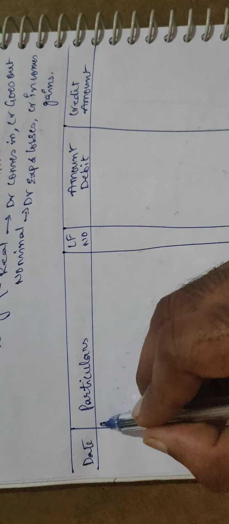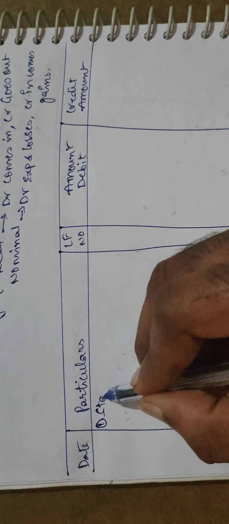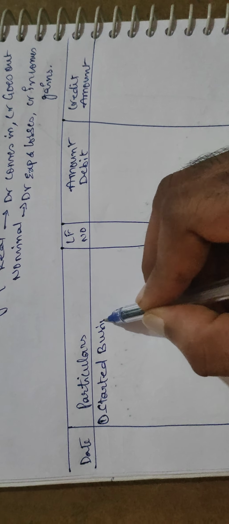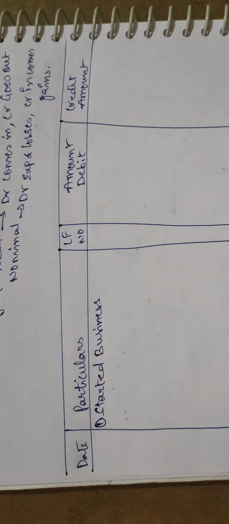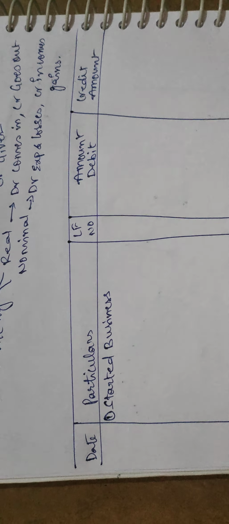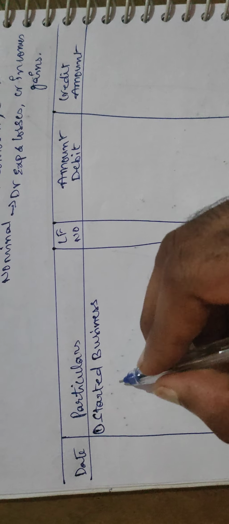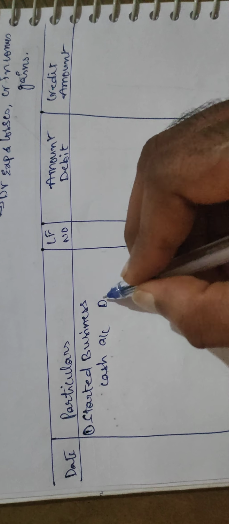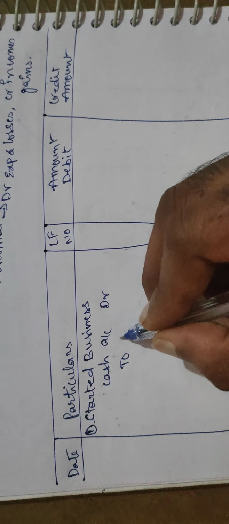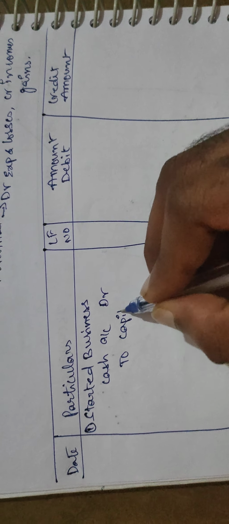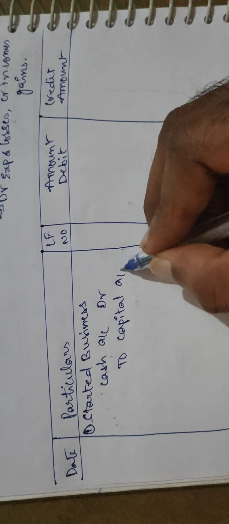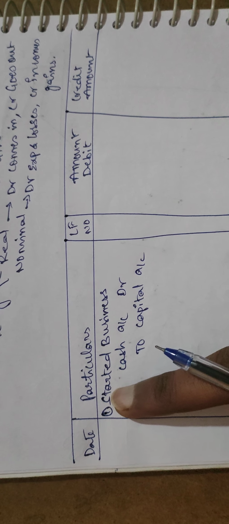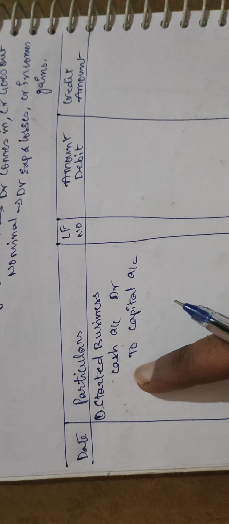The first one is started business. Whenever we hear the words started business or commenced business, by default the entry is cash account debit to capital account. Please remember, there is no alternative for this. Whenever we start or commence business, this should be the entry.